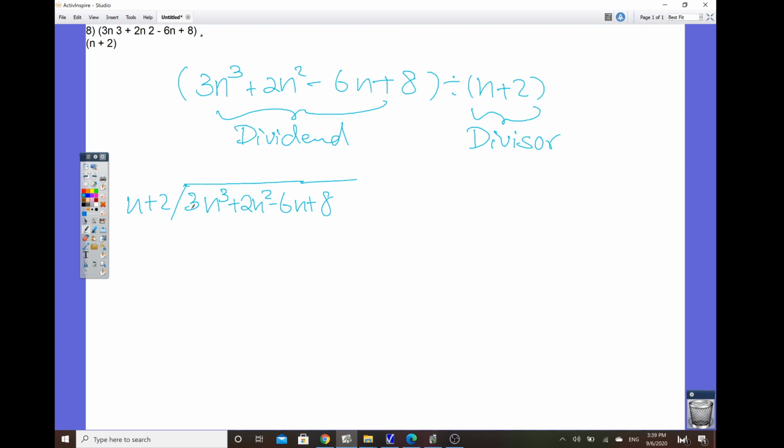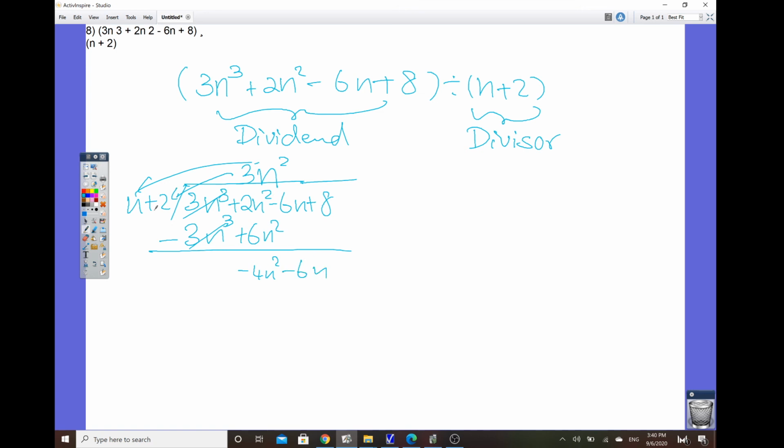In order to cancel out that 3n to the power of 3, what I need to multiply is 3n squared. Because 3n squared times n gives you 3n to the power of 3, and 3n squared times 2 gives you 6n squared. Instead of combining them, you want to subtract because you want to get a remainder. So you see that the first pair of terms got canceled. We have 2n squared minus 6n squared, which is negative 4n squared. And now you want to bring down negative 6n.